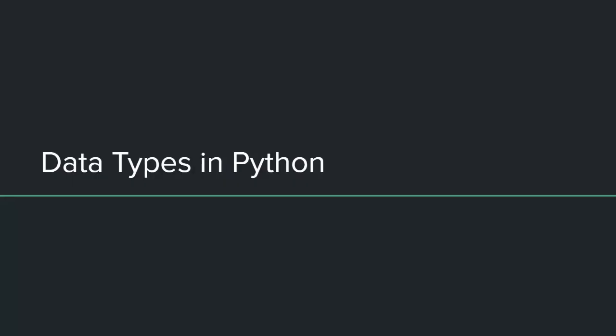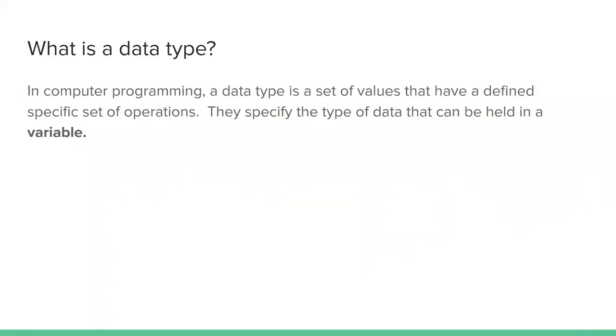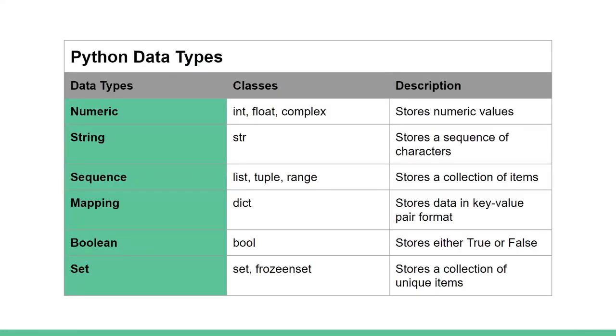All right, cool. Data types in Python. So what is a data type? A data type is a set of values that have a defined specific set of operations. They specify the type of data that can be held in a variable. Even though you have different types of data, you have text, you have numbers, etc., this is what this is referring to. We'll go deeper in the next slide. So in Python, we have the following data types: numeric, string, sequence, mapping, Boolean, and set. We'll just go through it.